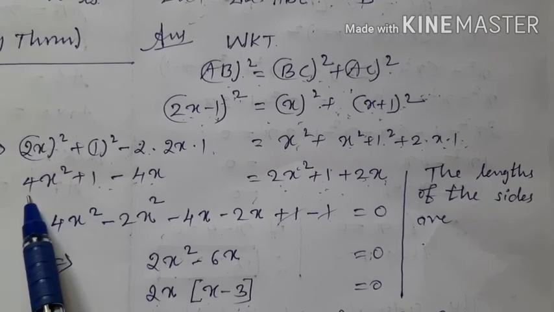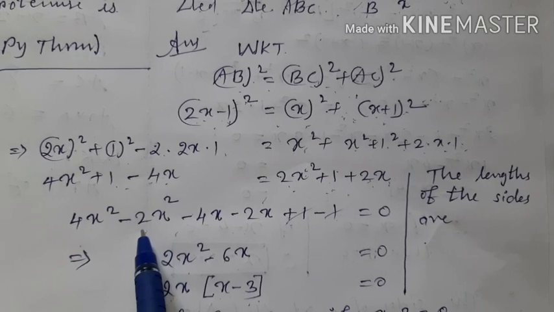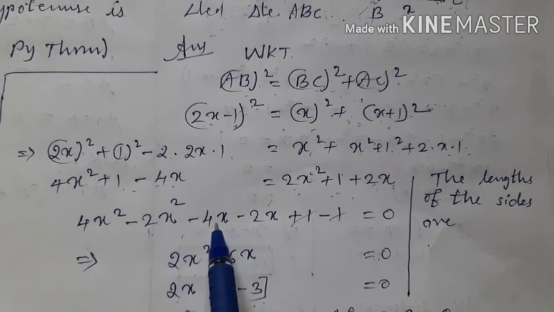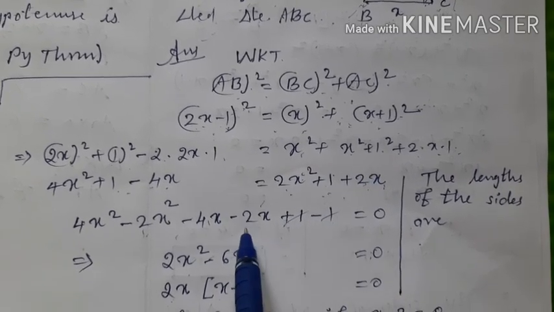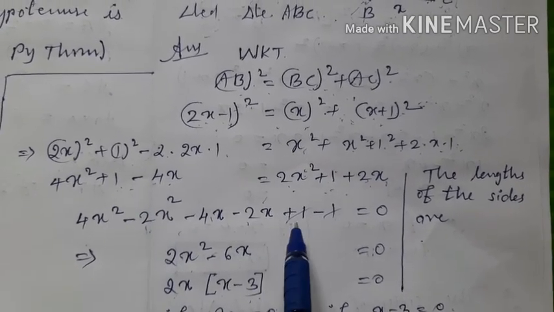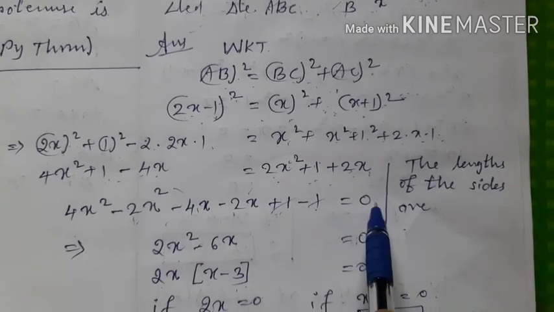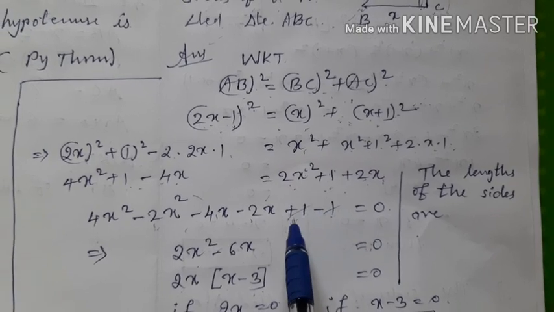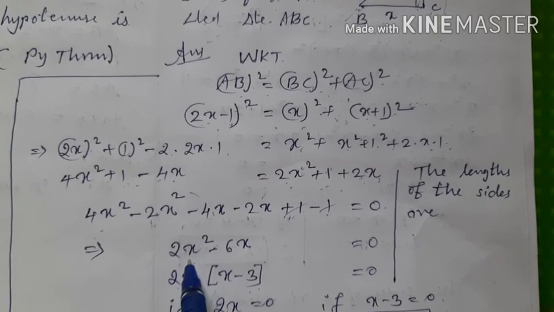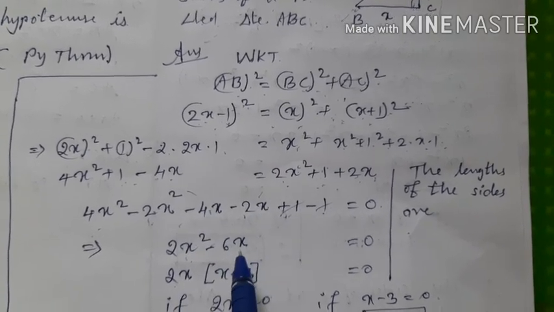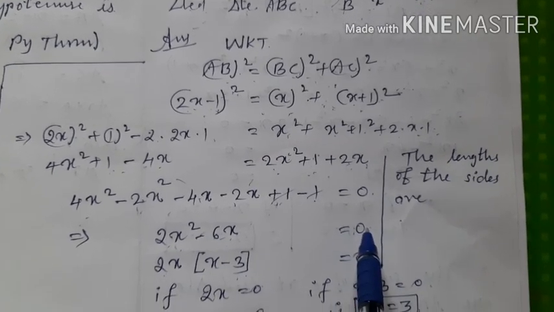Therefore children, 4x square, if this 2x square is transposed this side, it becomes minus 2x square, minus 4x, right? And then this plus 2x comes, this side becomes minus 2x, plus 1, and this plus 1 is transposed, this side becomes minus 1, is equal to 0. Minus 1 plus 1 get cancelled, right? And here 4x square minus 2x square is 2x square. Minus 4x minus 2x is 6x. Therefore, 2x square minus 6x is equal to 0.